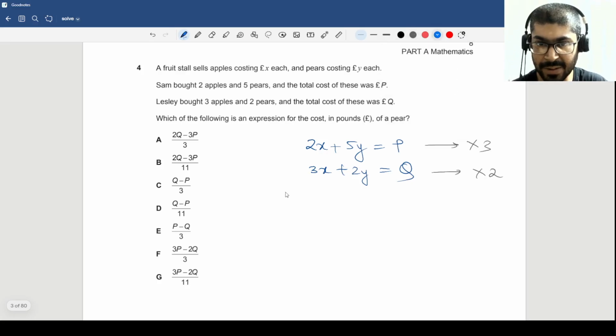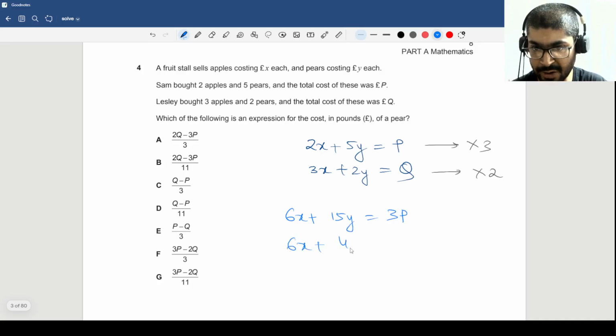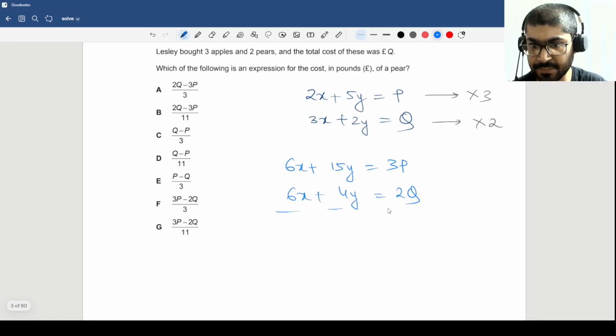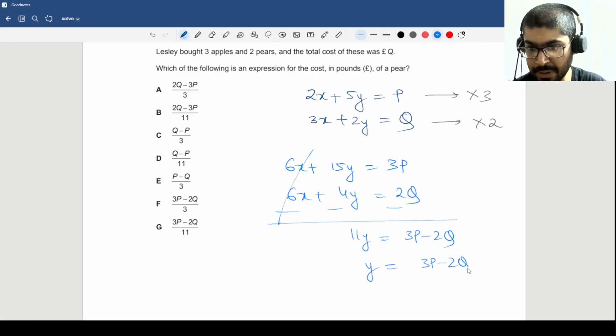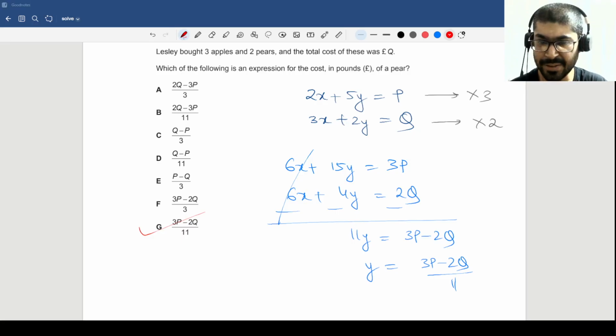If I multiply this by 3, I get 6x plus 15y is equal to 3p. If I multiply it by 2, I get 6x plus 4y is equal to 2q. Subtract, and x gets cancelled out. I get 11y is equal to 3p minus 2q. So y becomes 3p minus 2q by 11. Which one? G. Again nothing complicated, basic algebra, high school level.